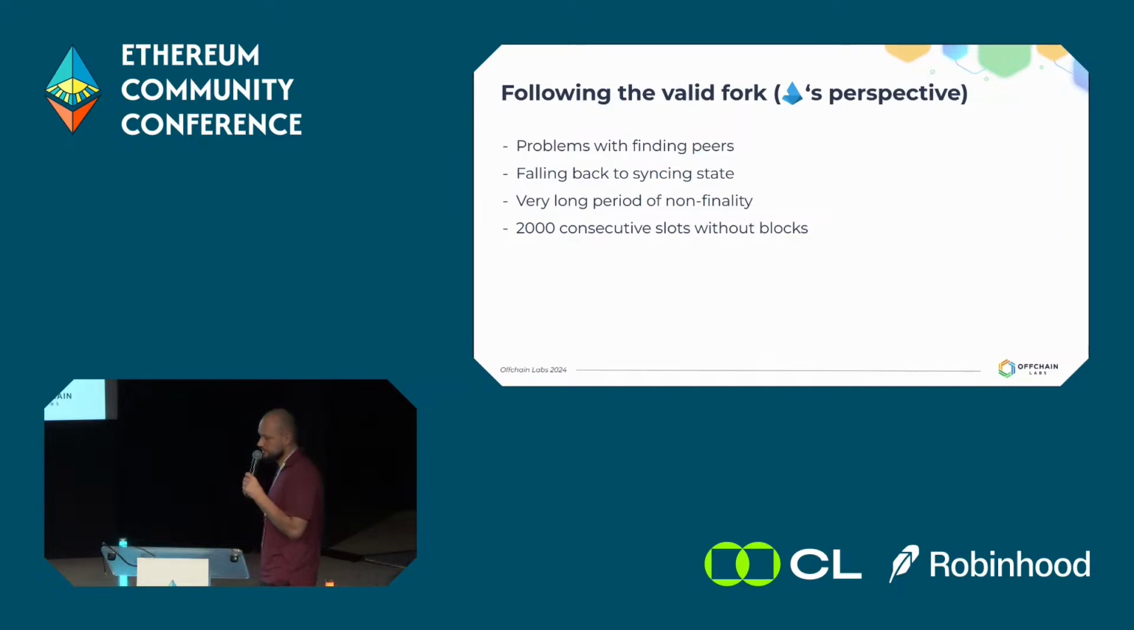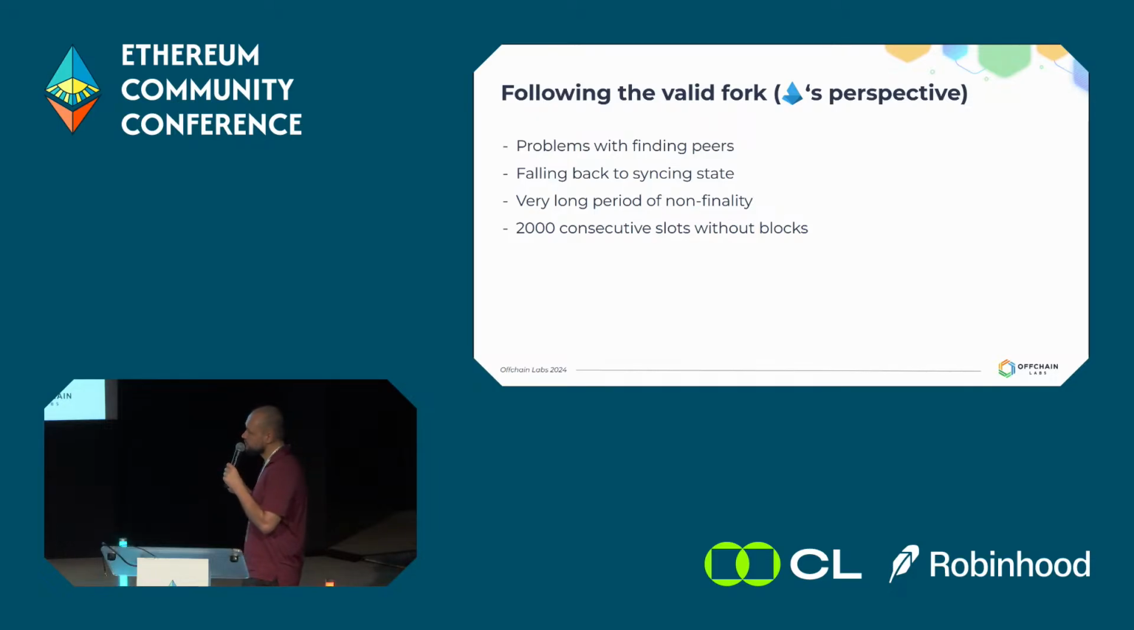Apart from these consensus layer issues, clients also had issues. So first of all, from Prysm's perspective, we had problems finding peers on the valid fork initially, because most of our peers were on the invalid fork.